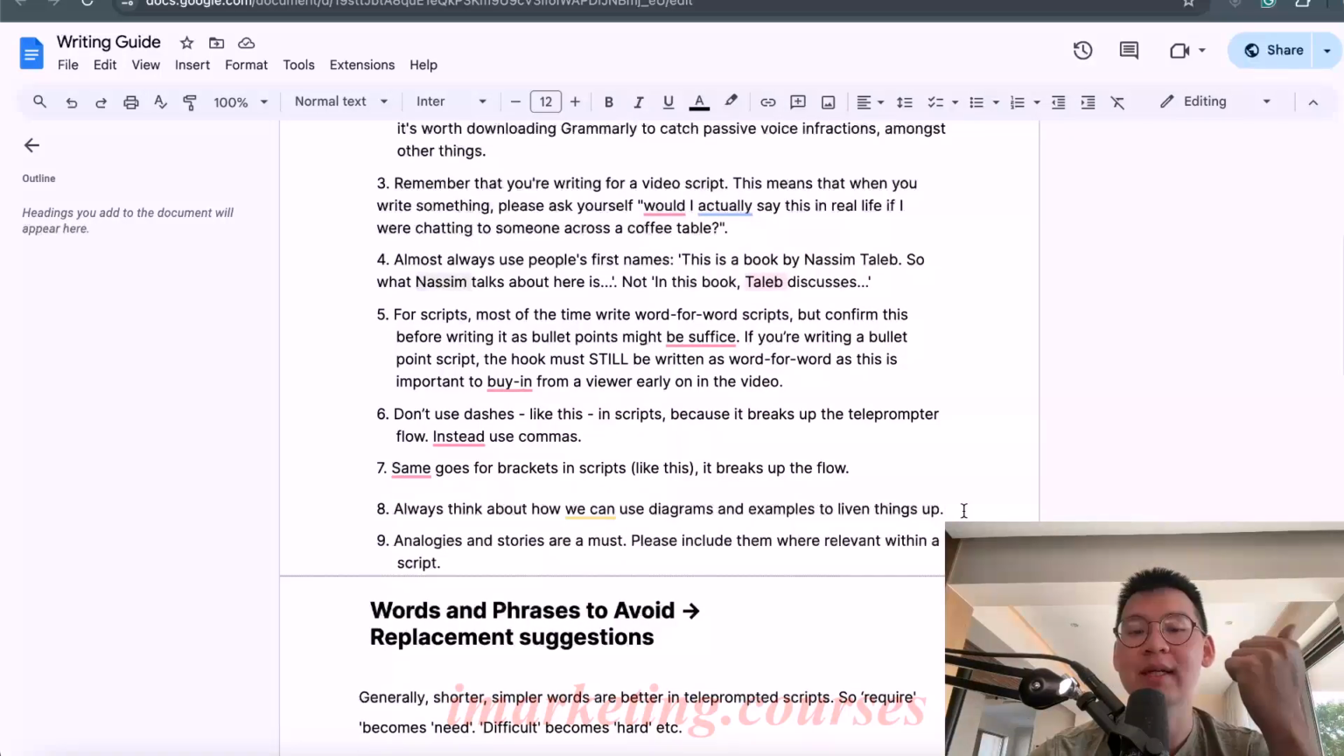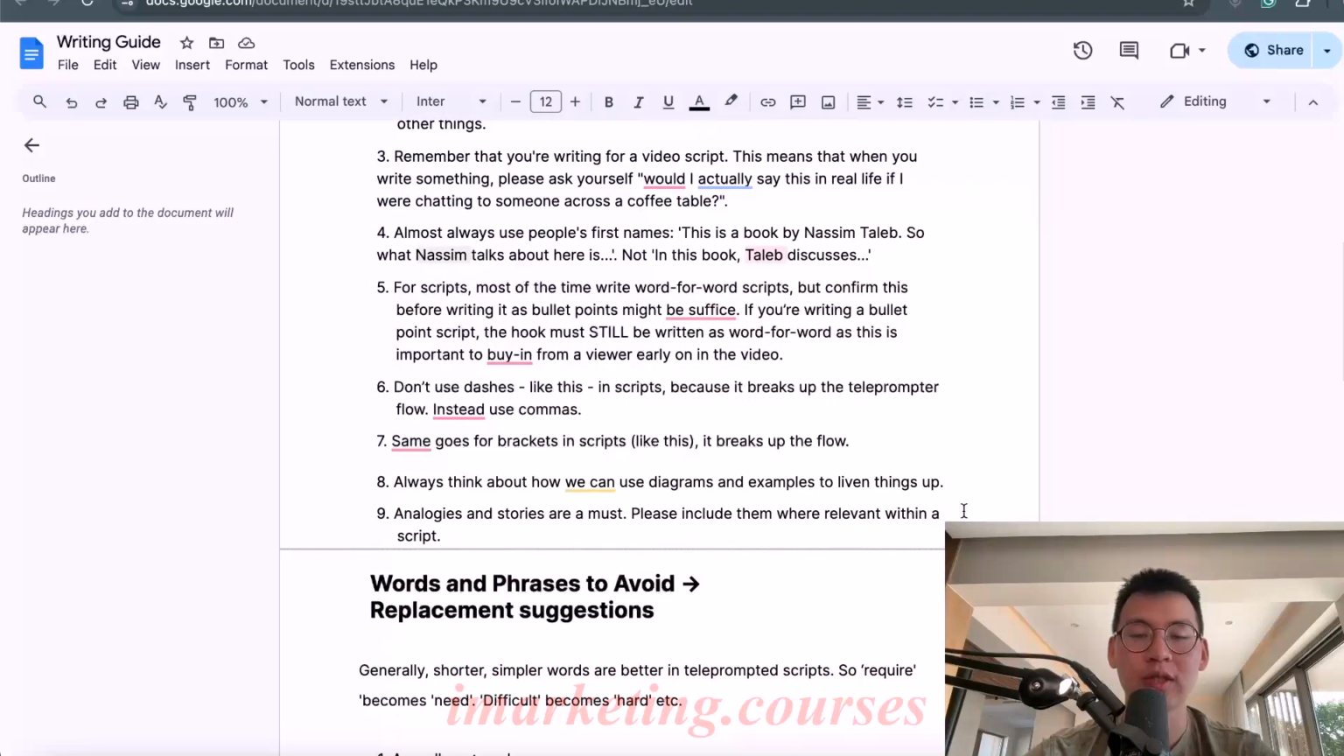Number eight, always think of how we can use diagrams and examples to liven things up, right? So this is related to the point of visuals. How can we show, not tell, right? How can we show something visually? And number nine, analogies and stories are a must, right? Include them wherever relevant in the script.